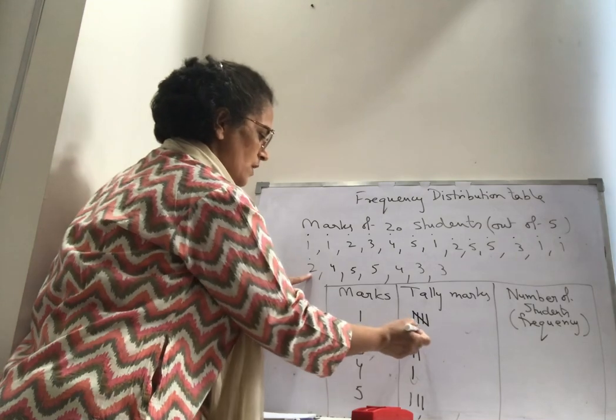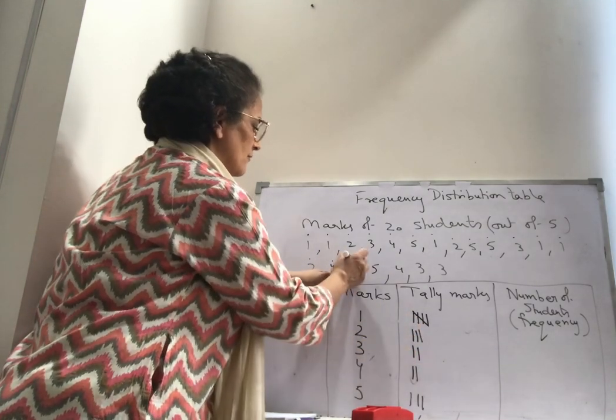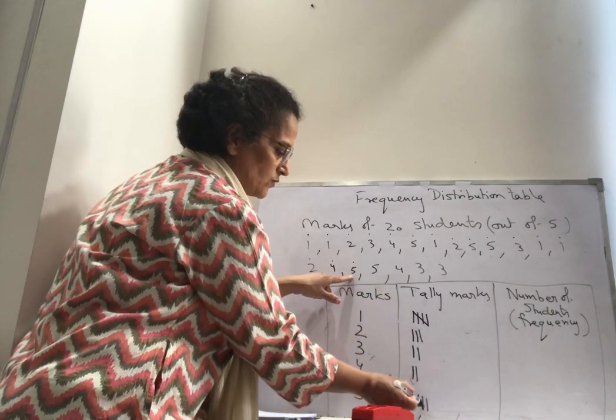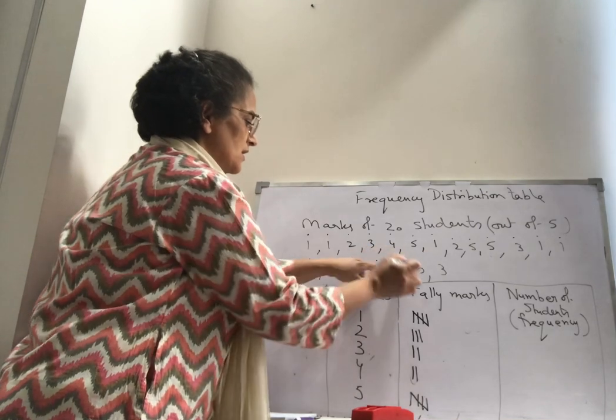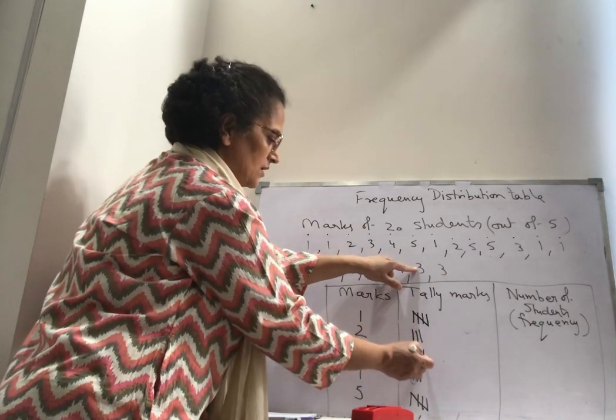So now 2, 4, 5. Again 2 times is there. 4 and the 5th one is put up like this. Now we have 4, 2 times 3.